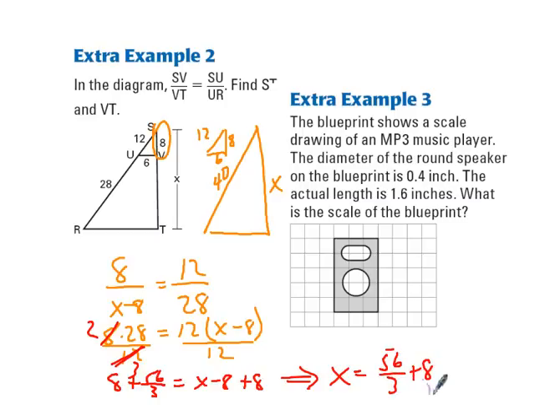So we'll multiply this by 3 over 3, which gives us 24 thirds plus 56 thirds, which is 80 thirds. We'll just go ahead and stop there as our answer. So that gives us ST as 80 thirds and VT as 56 thirds. And that's that. We'll stop there and move on to the next example problem.